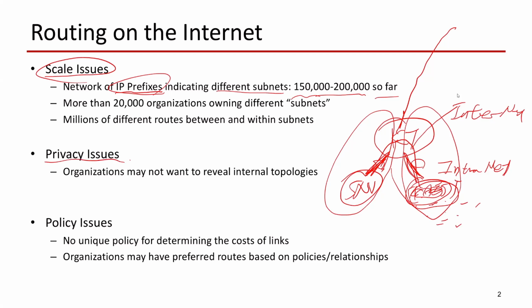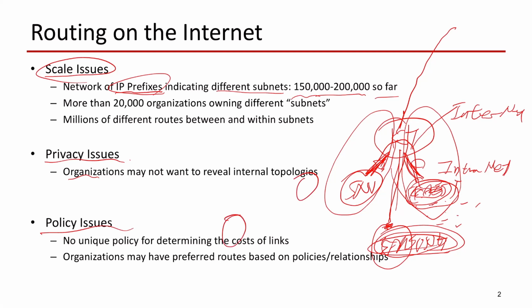Then there's the privacy issue. An organization may not want to reveal its internal topology. Let's say one of them is Samsung. They want to keep their secrets as deep as possible. If new packets are coming in and they have to handle the routing, they're never going to expose it, because it is highly related to the security and survival of the company. If one of the computers is breached, then top secret information will be leaked. They don't want that to happen. And then the policy issue: there is no unique policy for determining the cost of a link.